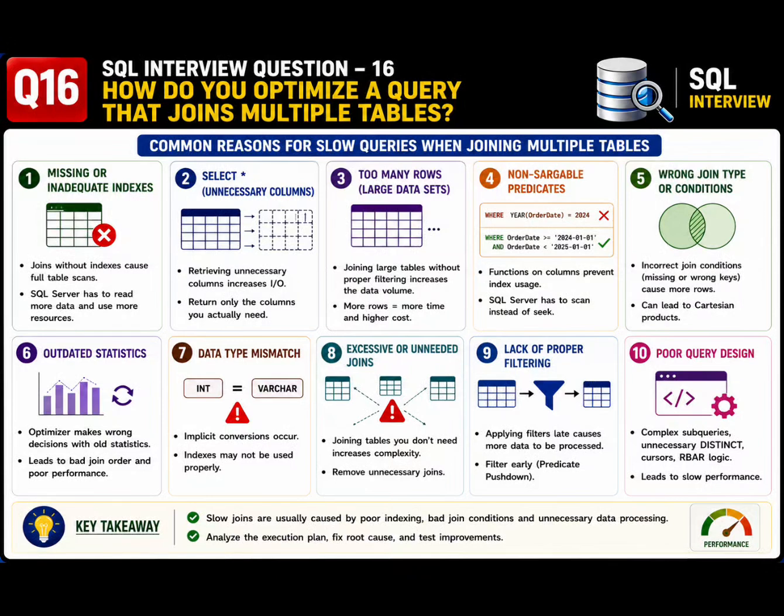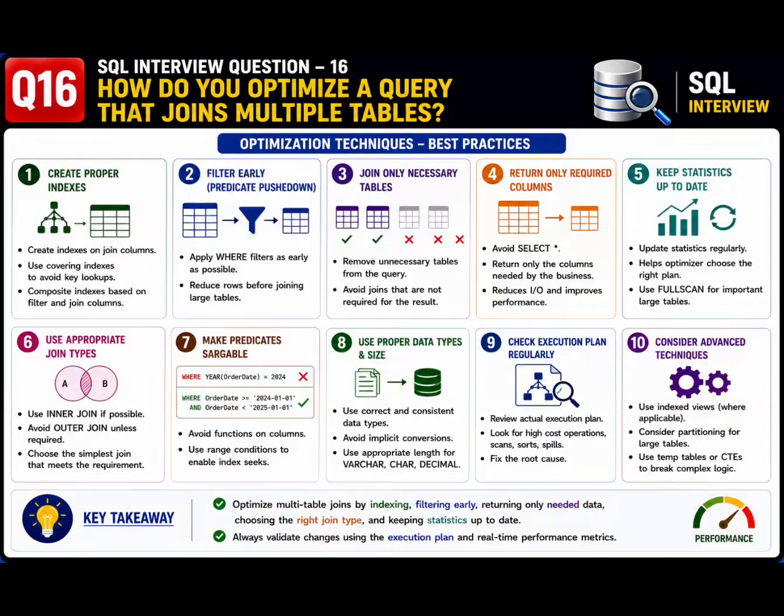Now let's discuss the optimization techniques. Create indexes on columns used in join, where, order by, and group by clauses. Composite indexes are often useful when multiple columns are used together. Reduce the number of rows before joining large tables. This is known as predicate pushdown. Remove unnecessary joins whenever possible. The fewer tables SQL Server processes, the faster the query.